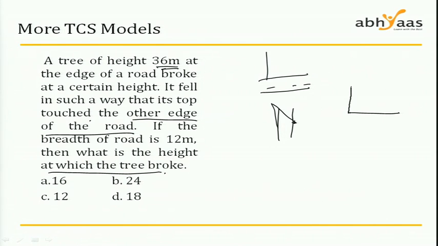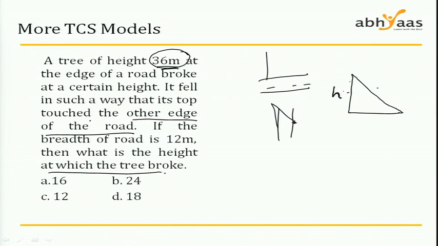So this is the road. This is the tree which has broken, this is one part of the tree, and this is the second part of the tree. What I know is that the total tree is 36 meters. Let's assume it broke at a height of h.